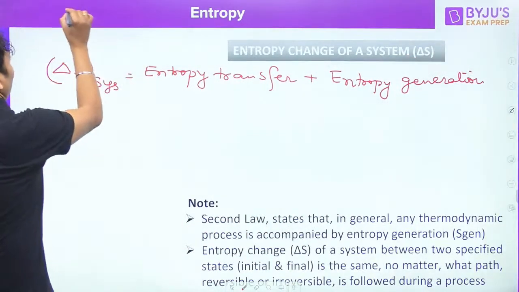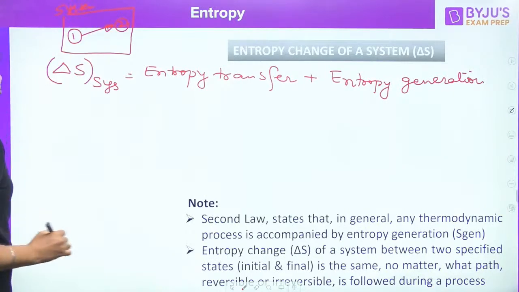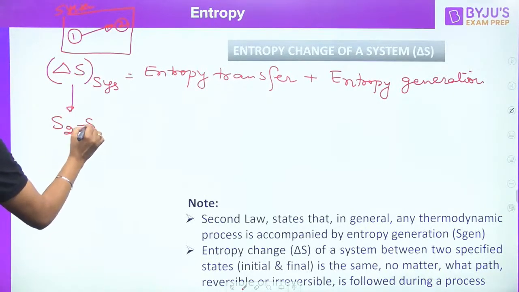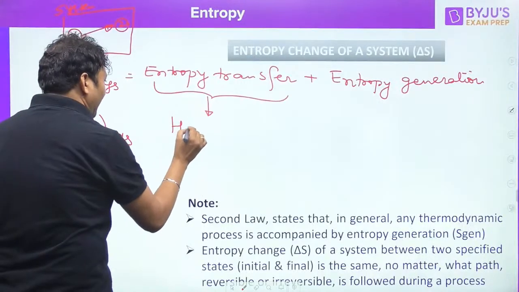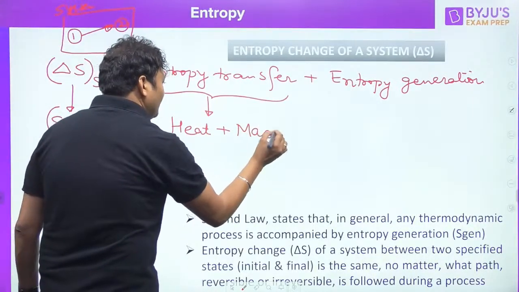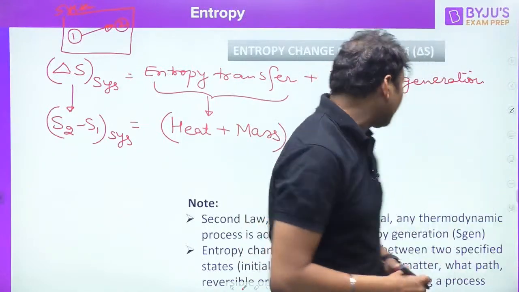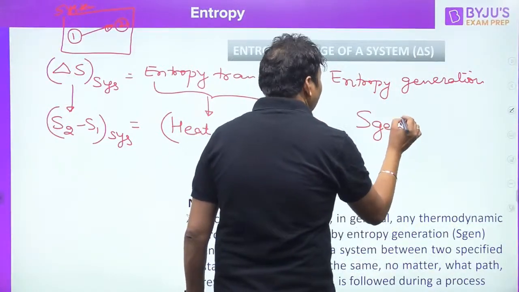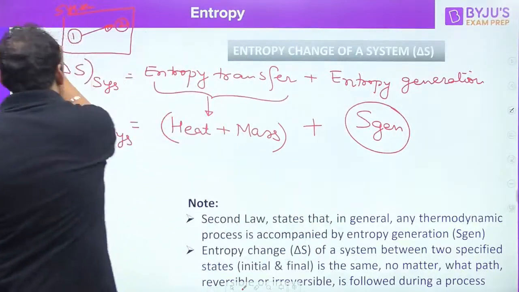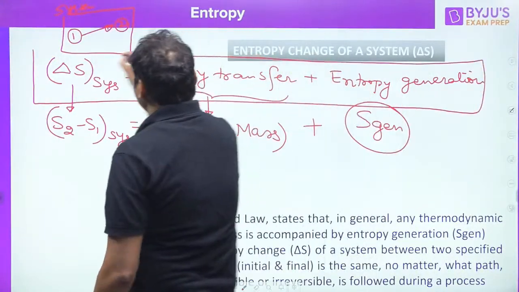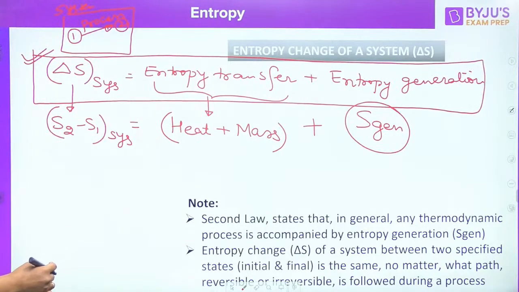So if a system is undergoing a process 1 to 2, this is our system, then the total change in entropy of the system, that is S2 minus S1 of the system, will be equal to entropy transfer, and entropy transfer is taking place along with the heat transfer as well as along with the mass transfer, and there is entropy generation that is happening due to the irreversible process undergone by the system. That is our entropy balance equation for any system undergoing a process 1 to 2.